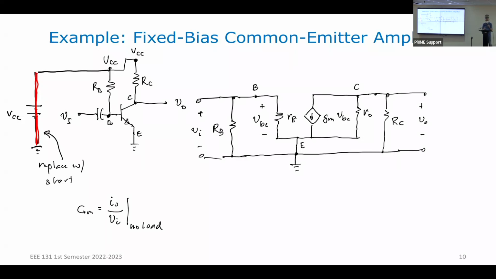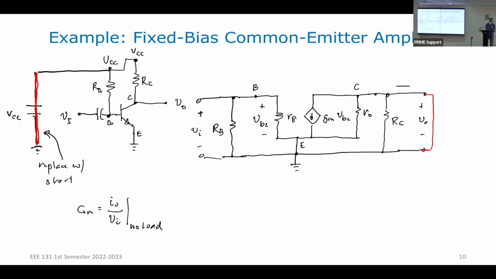Okay, at no load. How do I apply no load here? What do I do at the output? No load. Open or short? Short, right? Because this is the Norton model. So we apply a short circuit. So when no load, I short this.